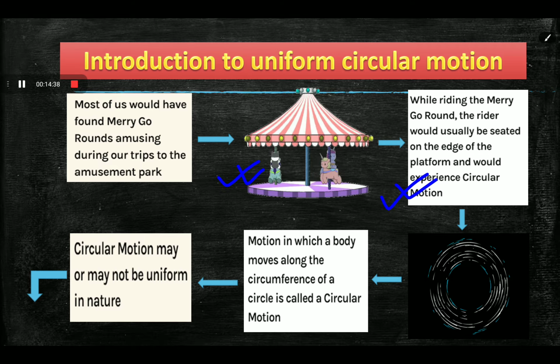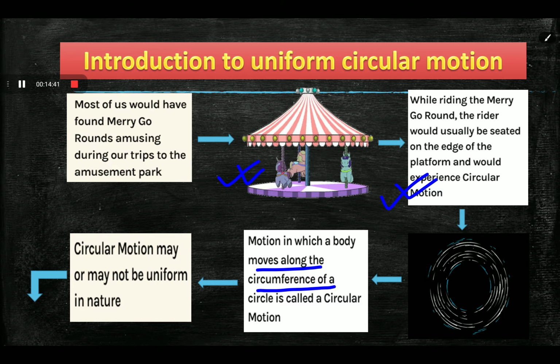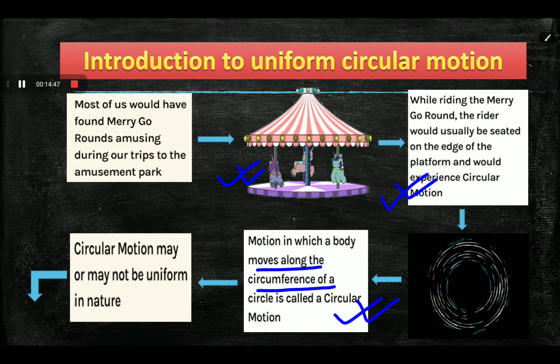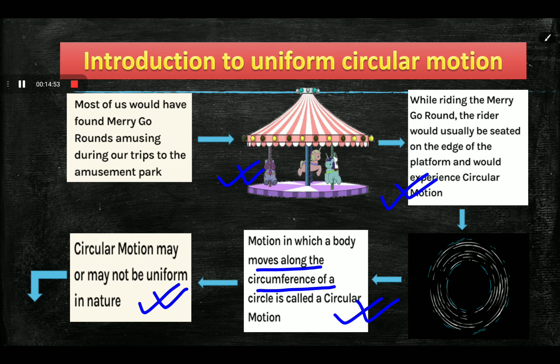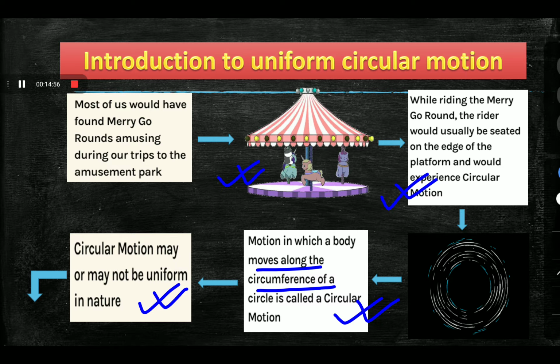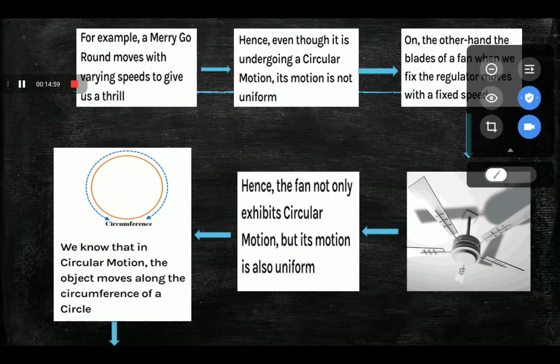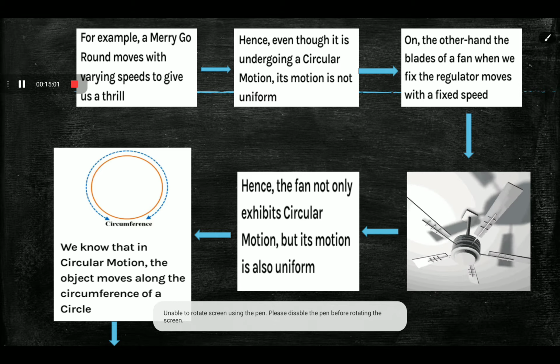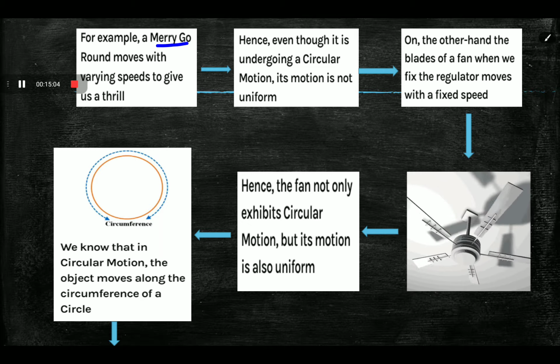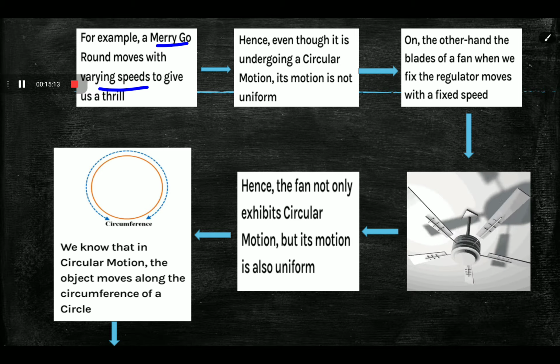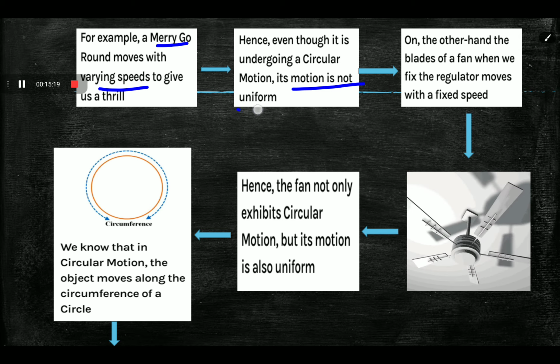Now, motion in which a body moves along the circumference of the circle is called circular motion. We can also define circular motion like this. But the circular motion may be uniform or it may not be uniform. It depends. Here, in the next slide, there is an example. The merry-go-round moves with a varying speed. The speed of the merry-go-round always changes from time to time, and the speed keeps on changing. That means its motion is not uniform.